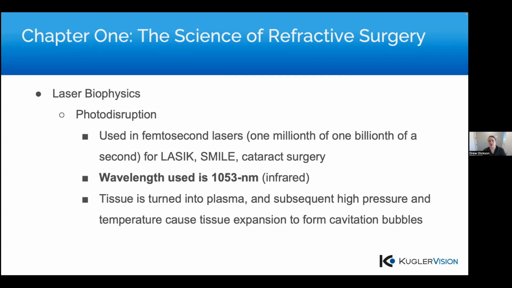With photodisruption, tissue is turned into plasma. This plasma then creates high pressure and temperature that will cause tissue expansion to form cavitation bubbles. And we can use those cavitation bubbles to create planes within the cornea that we use to create corneal flaps in the case of LASIK, or we can create lenticules in the case of SMILE. You can also use femtosecond laser in cataract surgery to create arcuate incisions like we talked about. You can create a capsulorhexis with them.